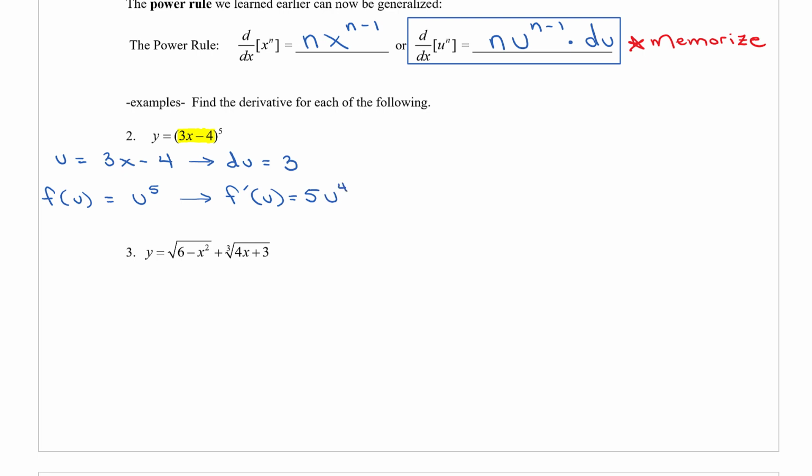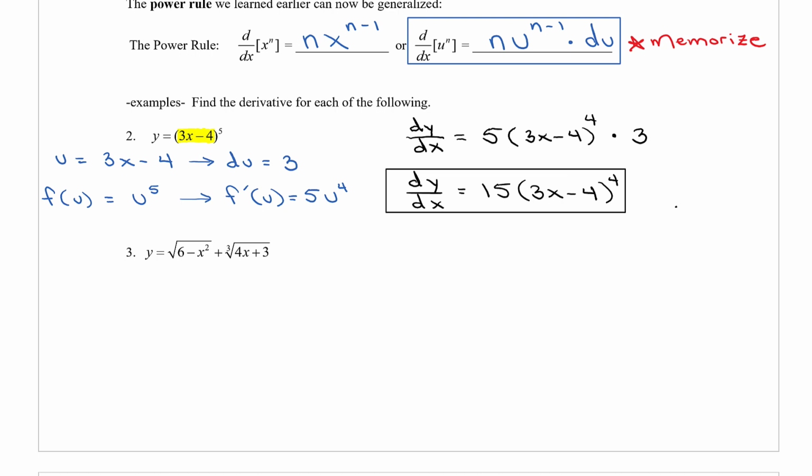So dy dx, the derivative of y with respect to x, is going to be equal to 5 times, we're going to open up a set of parentheses. Inside the parentheses, we're going to write the inner function, the 3x minus 4, close the parentheses, and then we're going to raise this to the 4th power. And then we're going to multiply by the derivative of the inner function. So it's going to be times 3. Now we can simplify this. So dy dx is equal to 15 times, open up a set of parentheses, 3x minus 4, close the parentheses, all raised to the 4th power. And that's going to be our answer, so we're going to box that in.